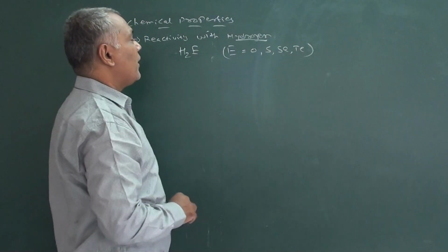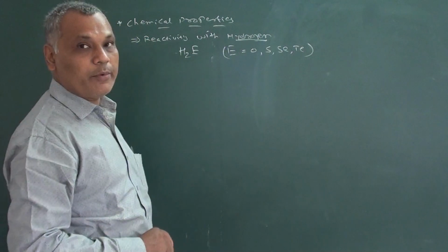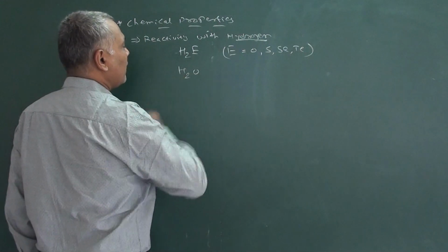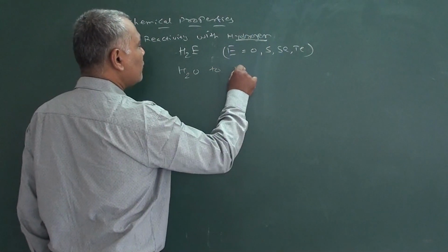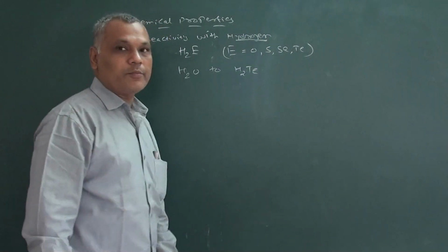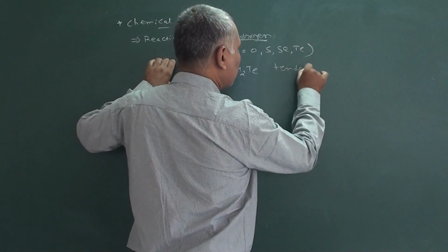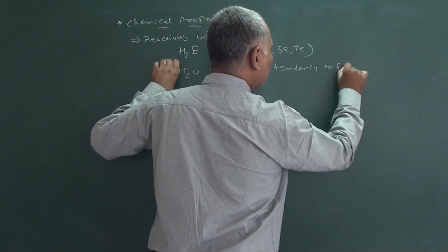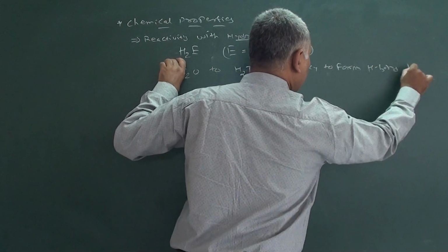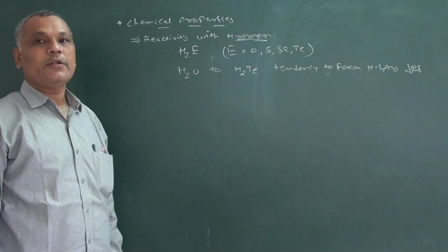Right? So we are not going to discuss anything related to the radioactive elements. Here, when we have H2E, that means two hydrogens combine. Now when I write it from H2O to H2Te, top to bottom, the tendency to form hydrogen bond decreases.